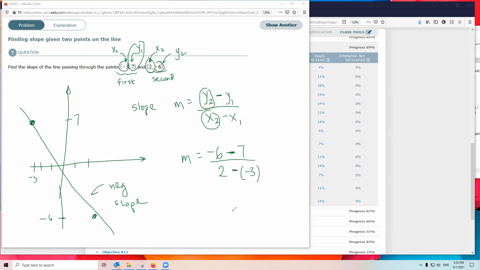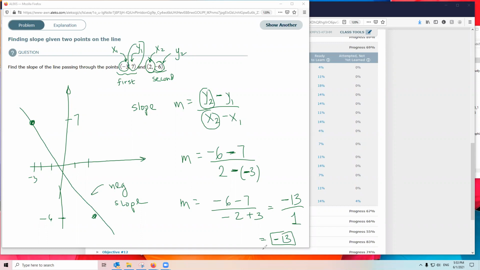All right, well, I have to be a little careful with this because on the bottom, when you subtract a negative, I'm subtracting a -3. When you subtract a negative, it actually flips to be a positive. On top, -6 subtract 7 is -13. On the bottom, -2 plus 3 is 1. And I could just simplify this to be -13. So the slope of this line is -13.